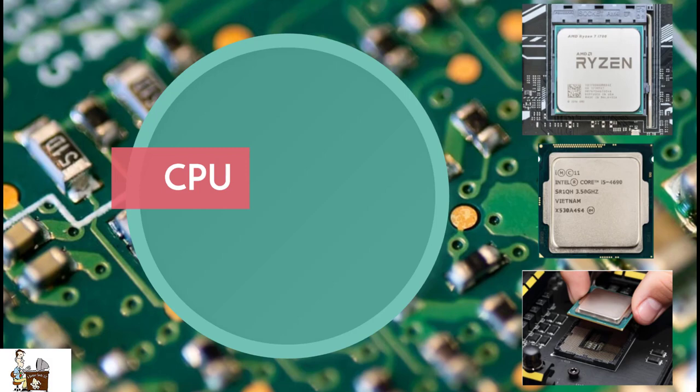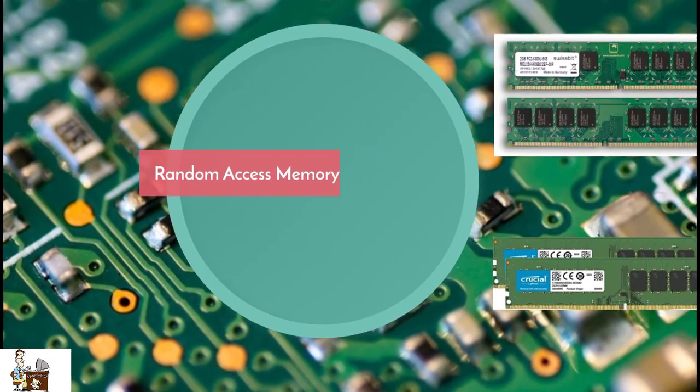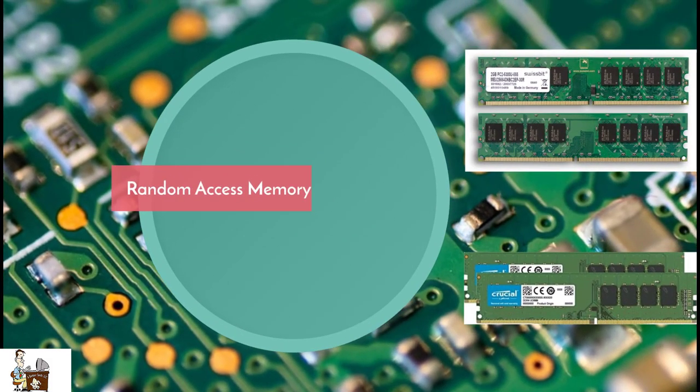The motherboard also hosts the computer's RAM, or random access memory. When you open a program or file, data is stored in the RAM for instant access at a later time. This helps speed things up. The more RAM your computer has, the more files and programs can be stored for quicker access.